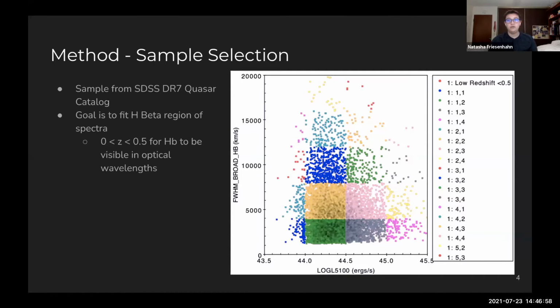Then from the sample of low redshift quasars, we plotted the full width half maximum of the broad H beta versus the log of luminosity at 5100, and divided the plot into a grid with increments of 0.5 on the x-axis and 4000 on the y-axis. Theoretically, as you move from the bottom left of the plot to the top right, the black hole mass should increase, so we should have a wide range of black hole masses within our sample. Finally, within each box, we selected one quasar with the median I-band absolute magnitude. Ultimately, we ended up with about 20 quasars of varying masses to fit their spectra.